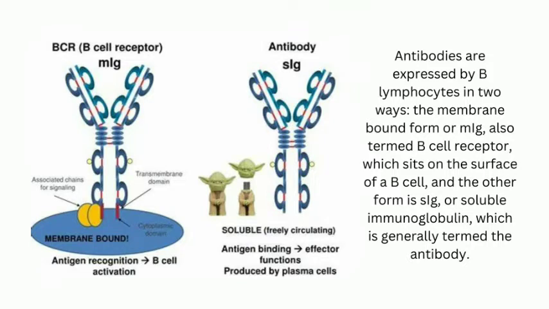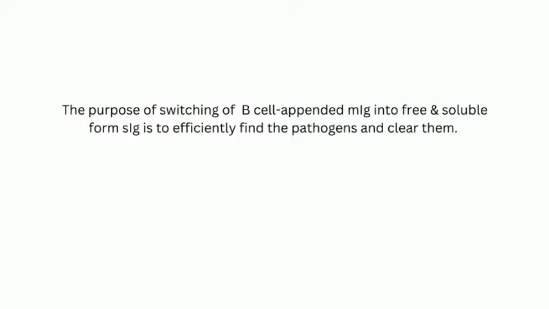Antibodies are expressed by B lymphocytes in two ways: the membrane-bound form or MIG, also termed B cell receptor, which sits on the surface of a B cell, and the other form is SIG or soluble immunoglobulin, which is generally termed the antibody. The purpose of switching of B cell appended MIG into free and soluble form SIG is to efficiently find the pathogens and clear them.